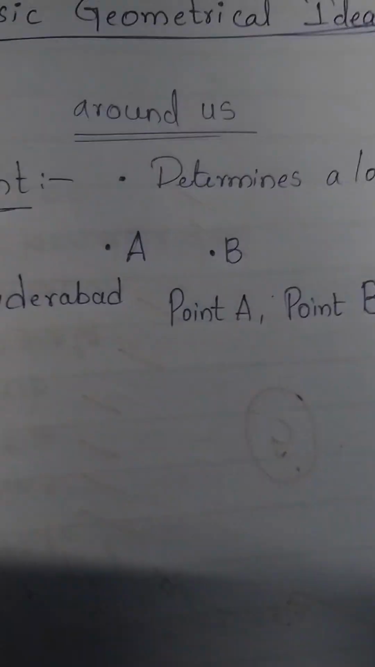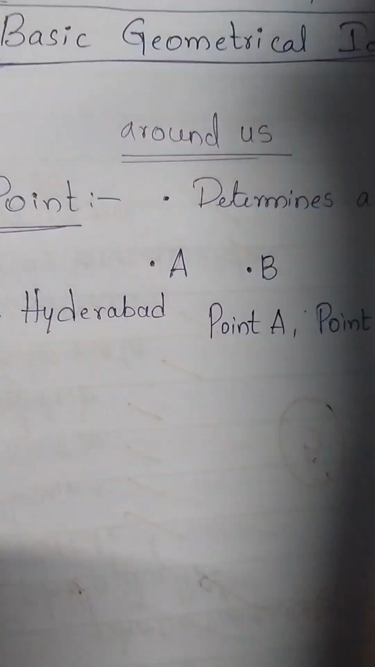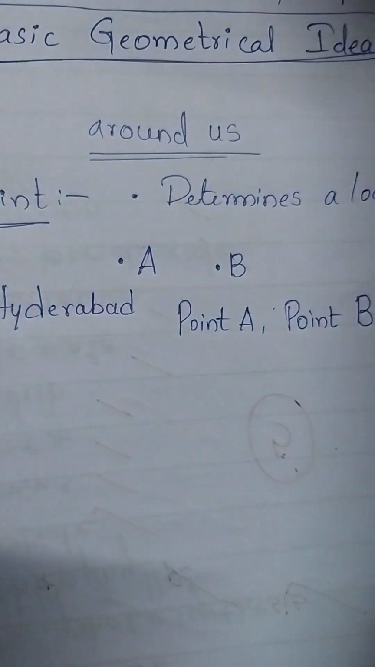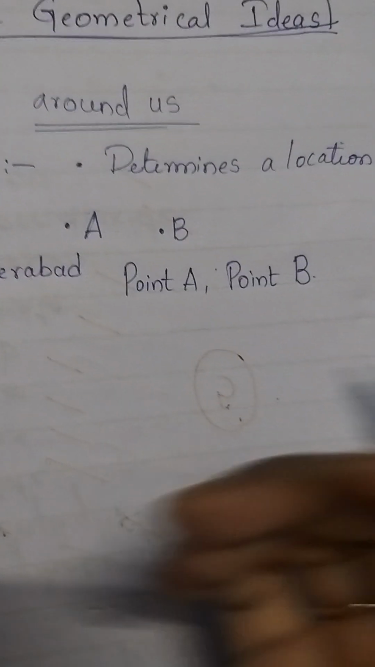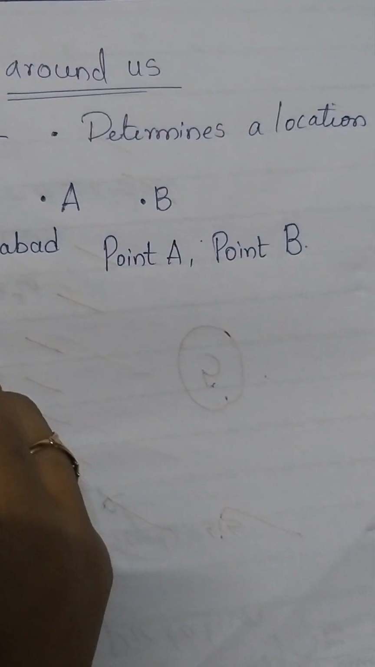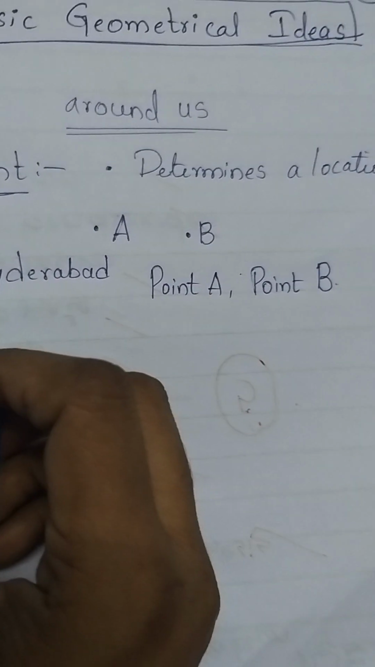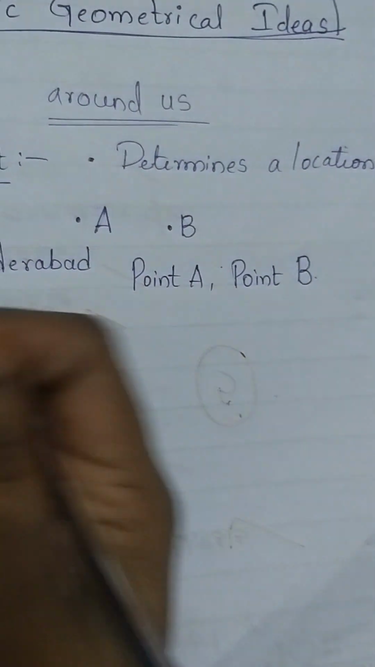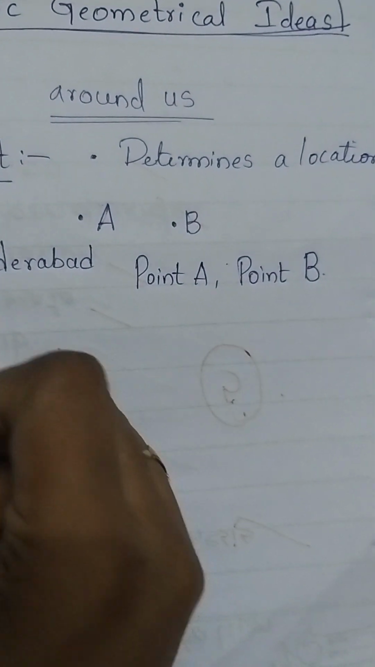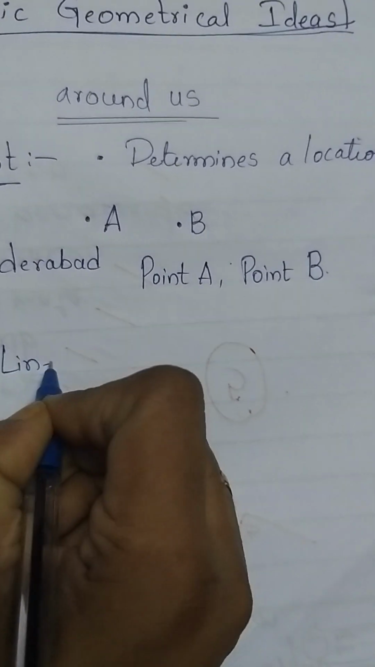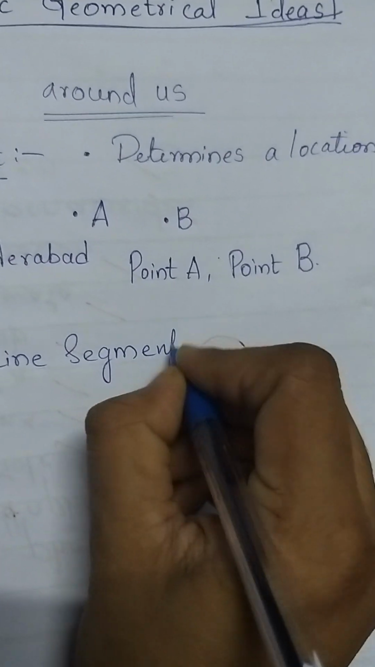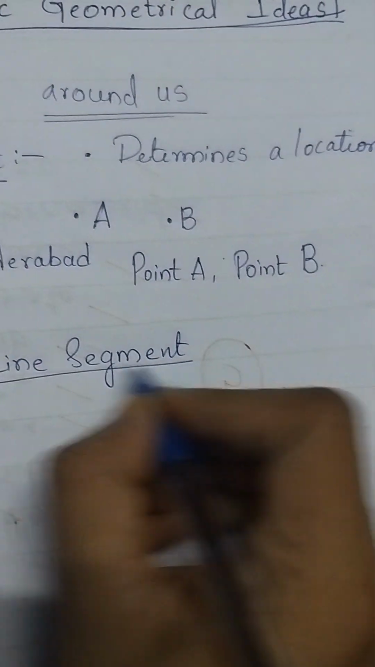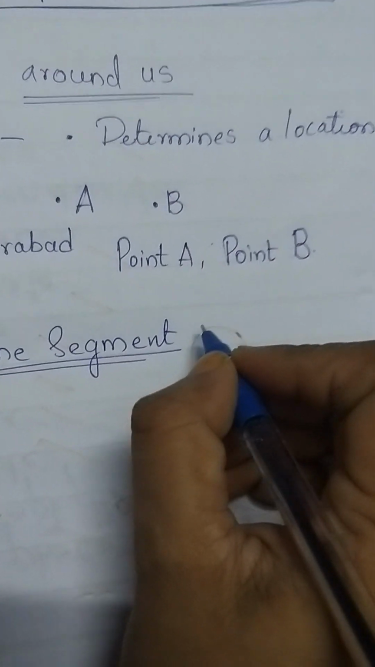Children, this is about the point. In your previous class you have learned about this. Already you know what a point is. The simple definition is that it determines a location. The next geometrical idea is the line segment. What is a line segment?